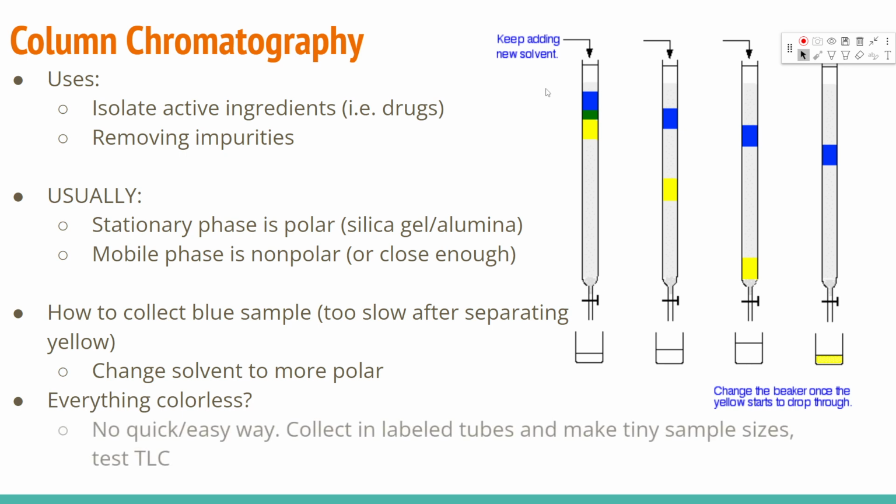If everything is colorless, there's no easy way to do this. You would just need to make really tiny samples and then test them out using other lab techniques. But if they were colored, like here, then it's a lot easier. It's like, look, yellow, easy, and then blue, cool.